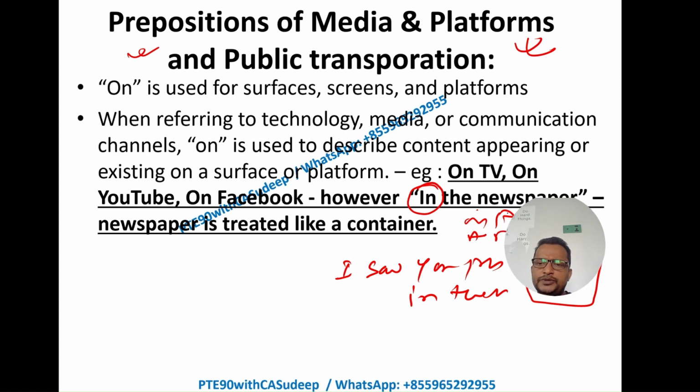A lot of things will be there in one newspaper, right? So newspaper is considered as a container. That's why the only exception is here, in newspaper. Otherwise, if you are referring to the platform, media, or services, then all put on. Okay, so this is the only exception.